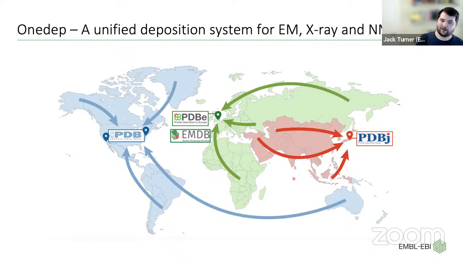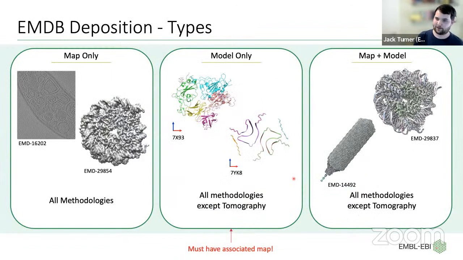In terms of the type of deposition as well, I've gone through the different methodologies we accept, but that doesn't quite tell the whole story. We actually accept 3 different deposition types. So we can have map only, model only, or map plus model depositions. In terms of map only depositions, this will tend to be the deposition type you use when you're depositing a tomogram, but you can also deposit anything as a map only deposition. It's the experimental data. We don't have any rules on that.